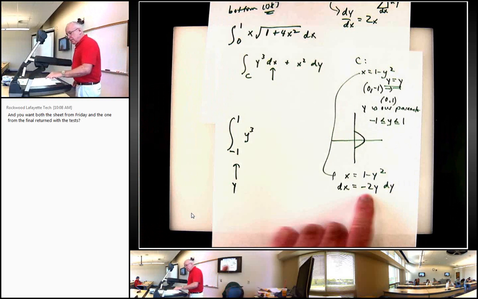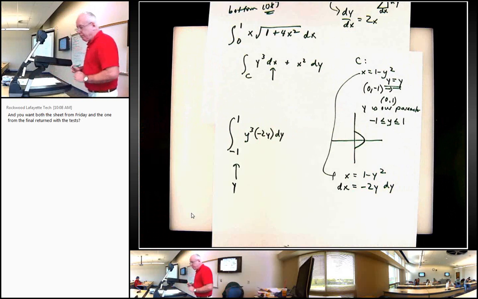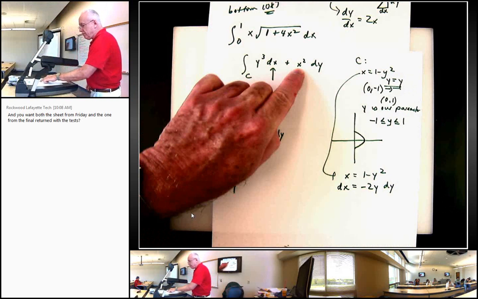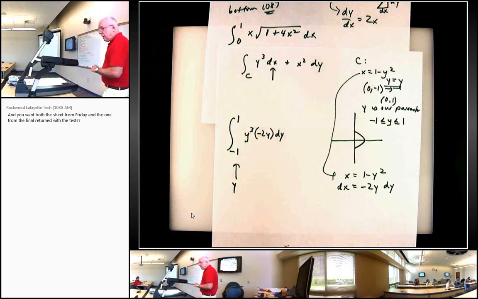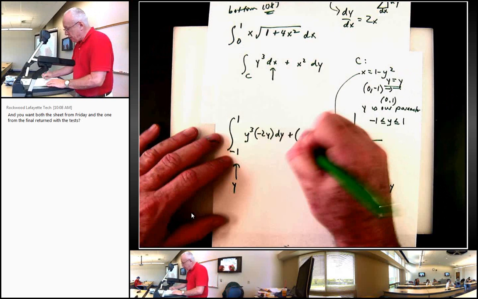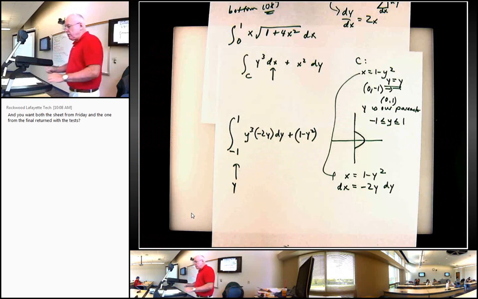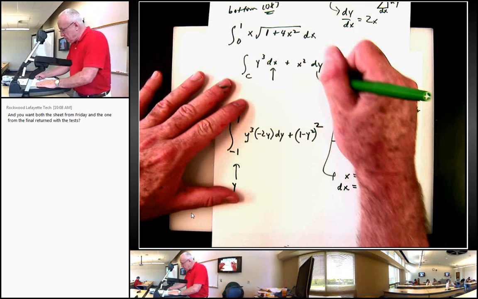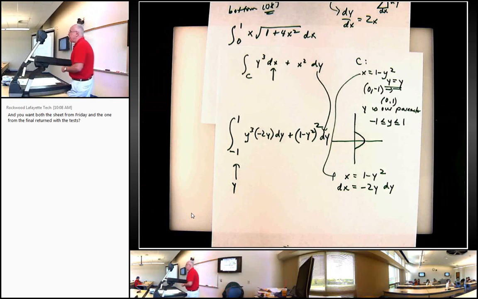So I replace that dx, let's put a parenthesis, minus 2y times dy, with that. And now we have the second part of this, x squared. Now x is parameterized as 1 minus y squared, so I have to put that in terms of our parameterization. So in parentheses, I put 1 minus y squared, and I square that, so I'll FOIL that out. And now dy is just going to stay as dy. And then you go and evaluate that.